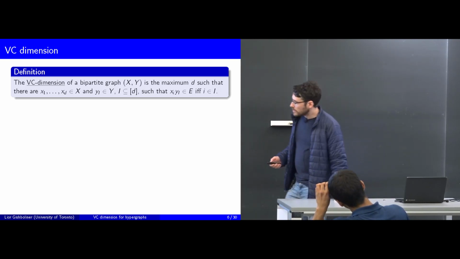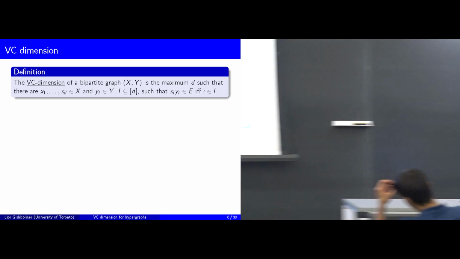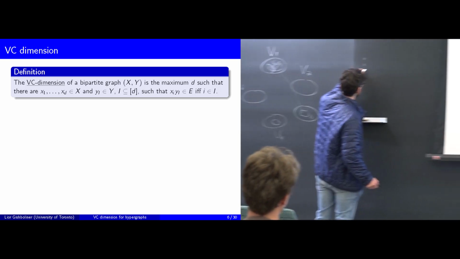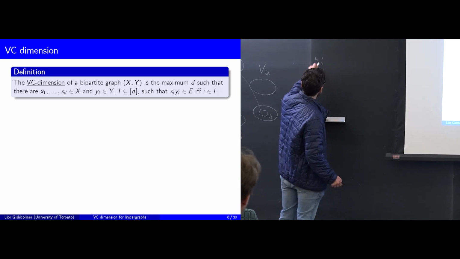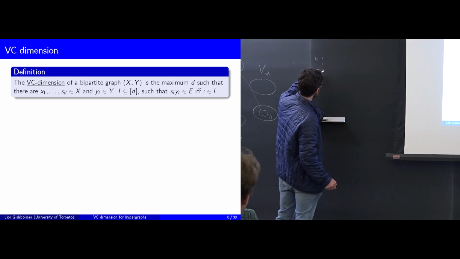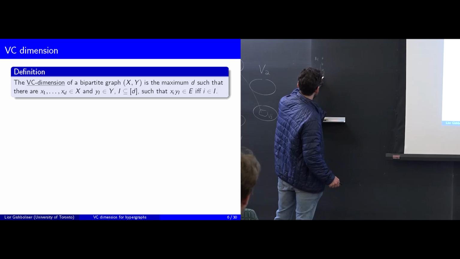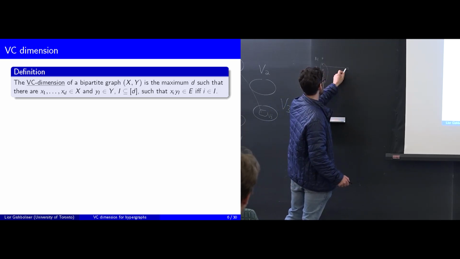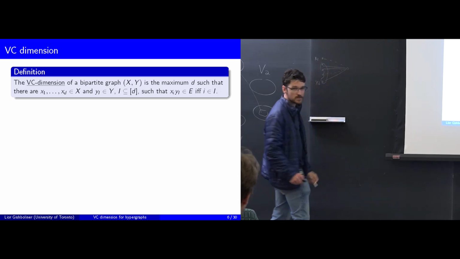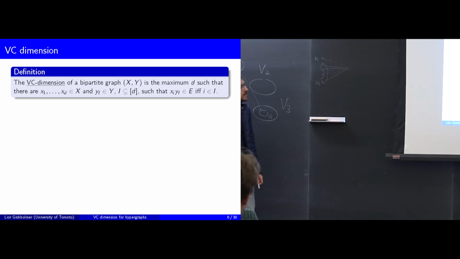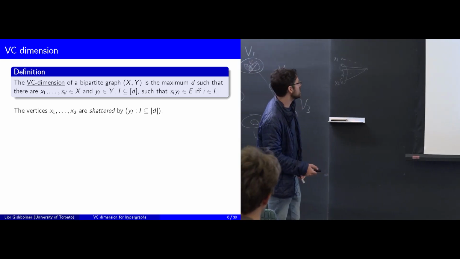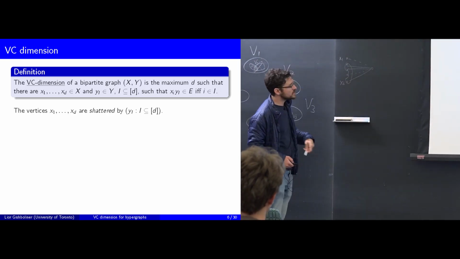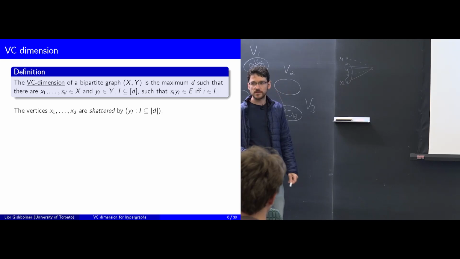So what this means is that I have the vertices x1 up to xd, and for any subset that I pick here, let's say I want this subset, there is a vertex which is adjacent to those vertices and not adjacent to the other ones. Okay? And in this case, we say that this set x1 up to xd is shattered by these vertices y.